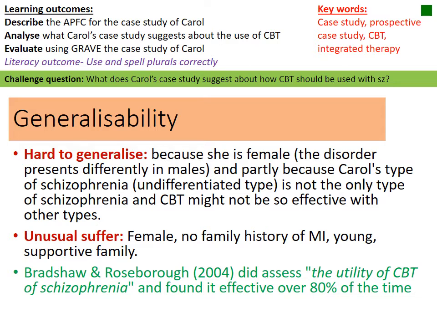She's female, whereas it's normally male. She has no family history of mental disorders. She's young, with a very supportive middle-class family. Bradshaw and Roseberg did assess the utility of CBT for schizophrenia and did find it effective 80% of the time.